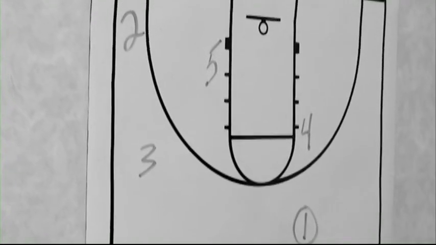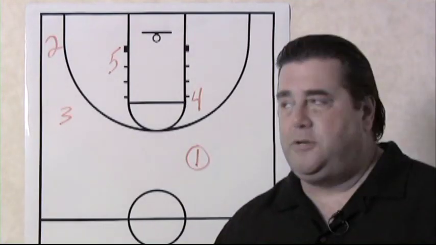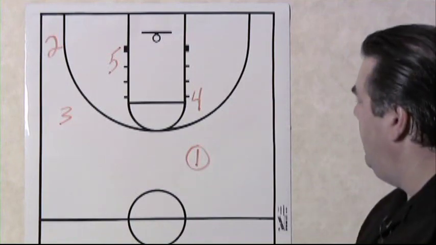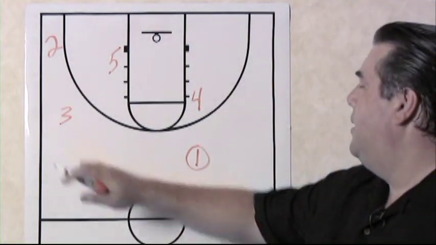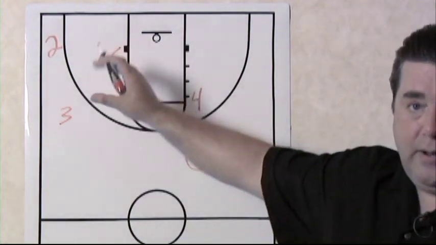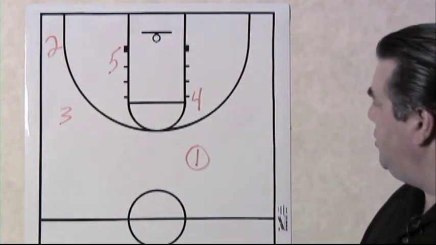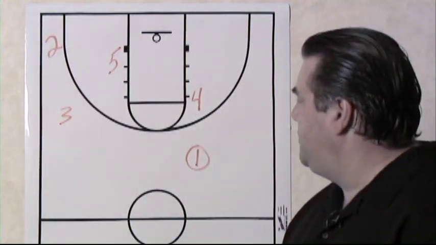I'm going to take you through right now the 2-man game options or the pinch post. Okay, 1 has the basketball. Of course, he has the option to throw the ball over to 3 on the other side of the floor and begin the triangle options. But right now, we're just going to show you what he has available to him on the pinch post.